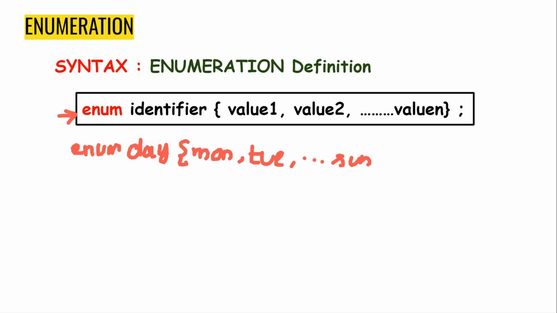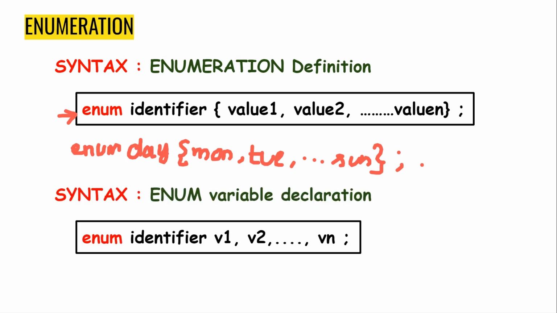After creating a user-defined enumerated data type, we can use that for declaring the variables. The syntax for declaring the variables: enum, identifier, v1, comma, the list of variables, v2, etc. up to vn. The enumerated variables can only have one of the enumeration constant values. So whatever is given within the braces, they can have only those values. Like how the integer data type holds integer values, these enumerated variables can have only the enumeration constants.